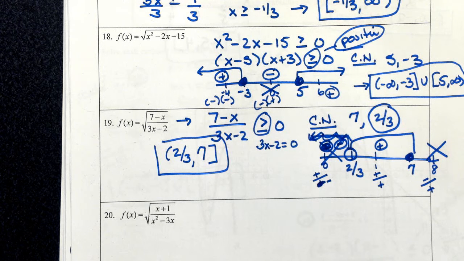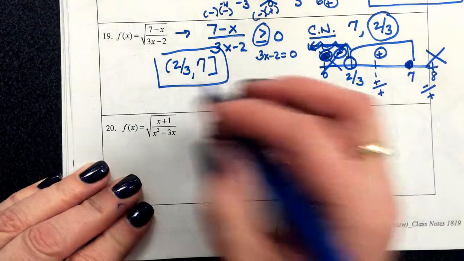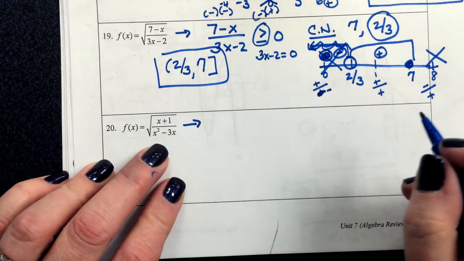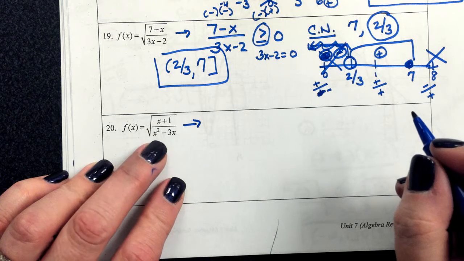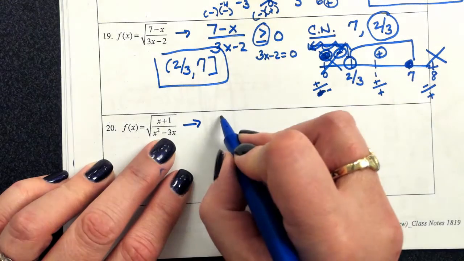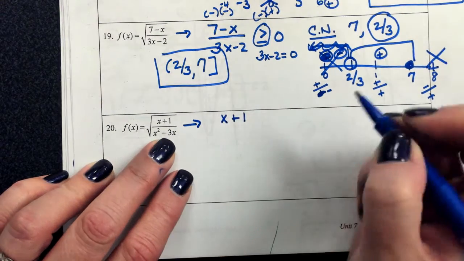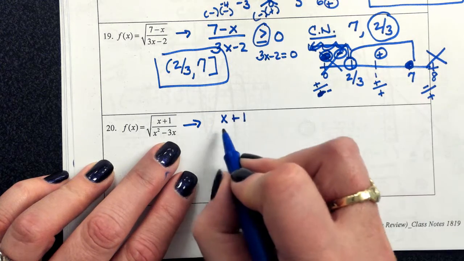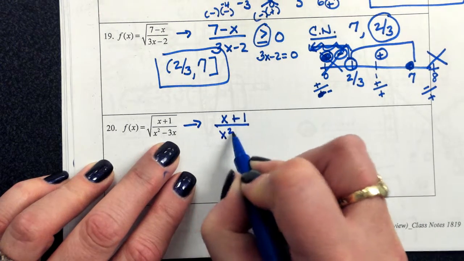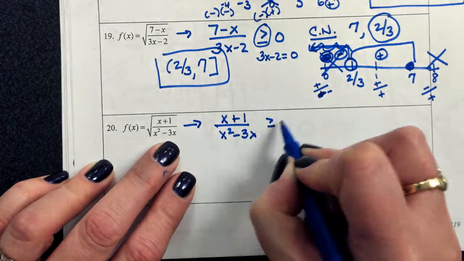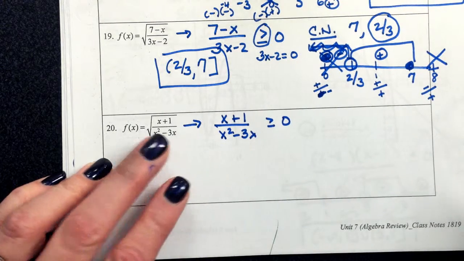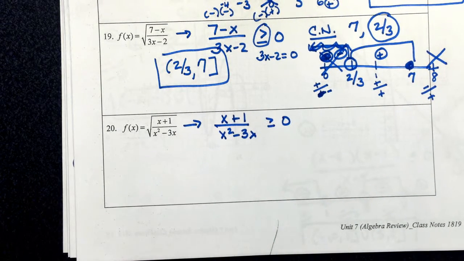Any questions on number 19? So what are we going to do? Again, you have another square root. So what do you take with what's underneath the square root? You're going to make it greater than or equal to 0. Go ahead, guys, and find your critical numbers and then do your number line test.